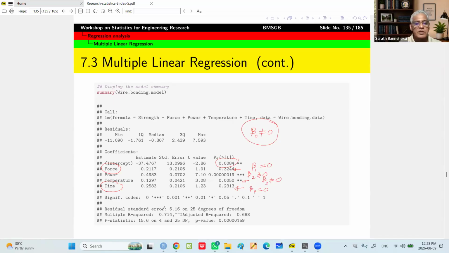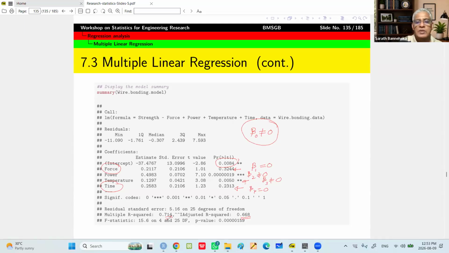Let's look further here. It says the R squared value is 0.71. The adjusted R squared value is 0.668. So both are roughly the same, 0.7. What does it mean? R squared value gives you an idea about the goodness of the fit. It tells you that out of all the variation in Y, about 71% of the variation is explained by this particular model. So that's a large proportion. But anyway, this is not the model that we are going to settle with.